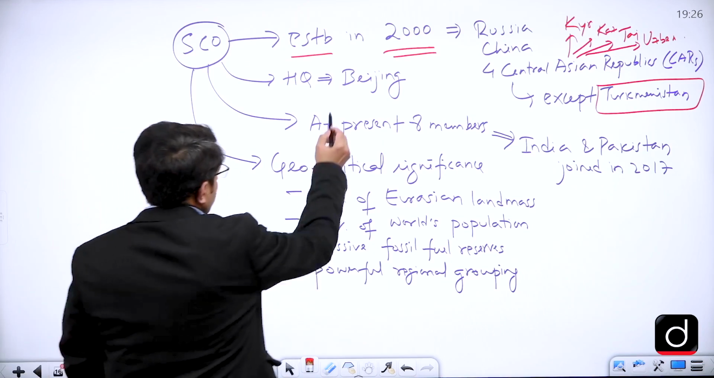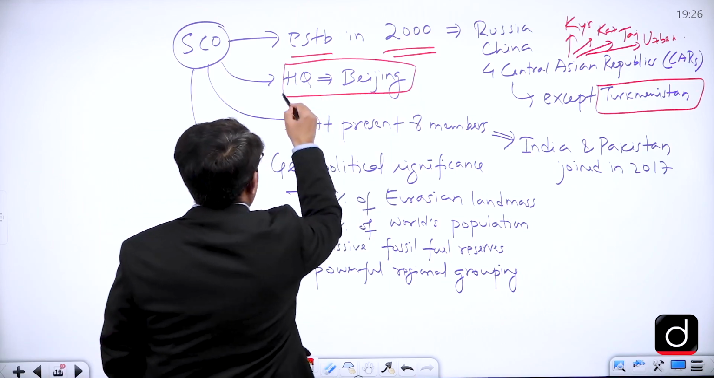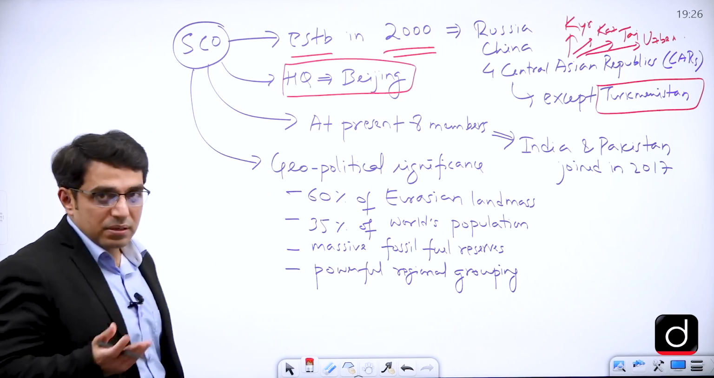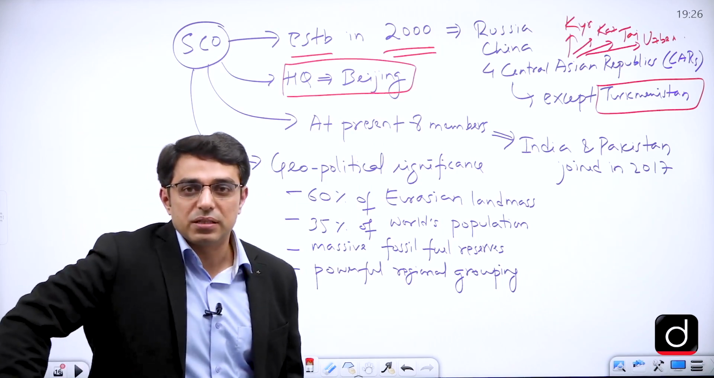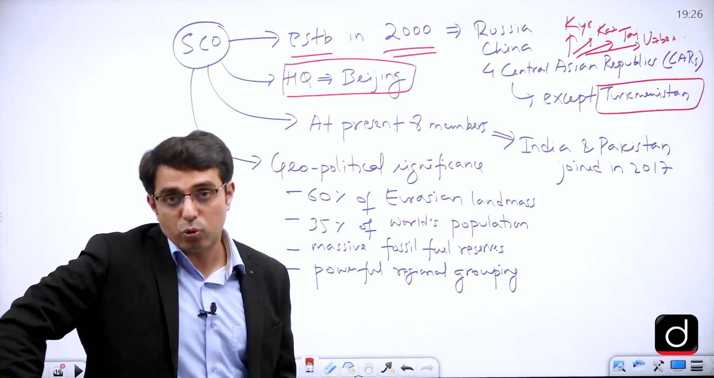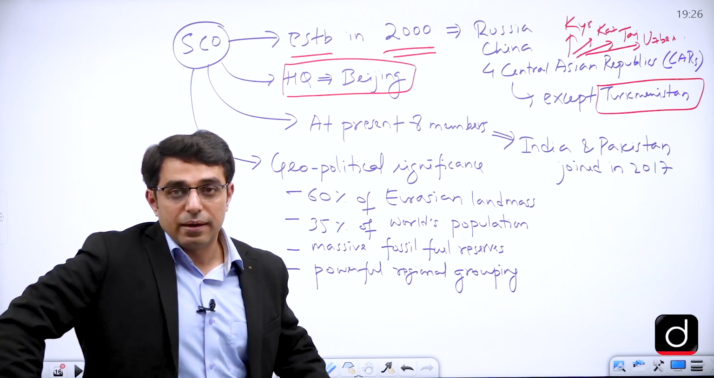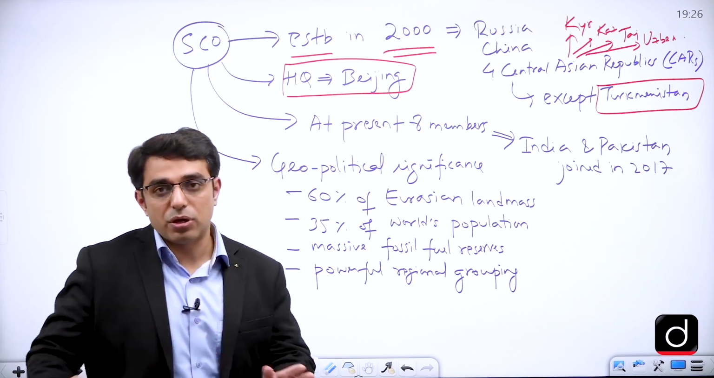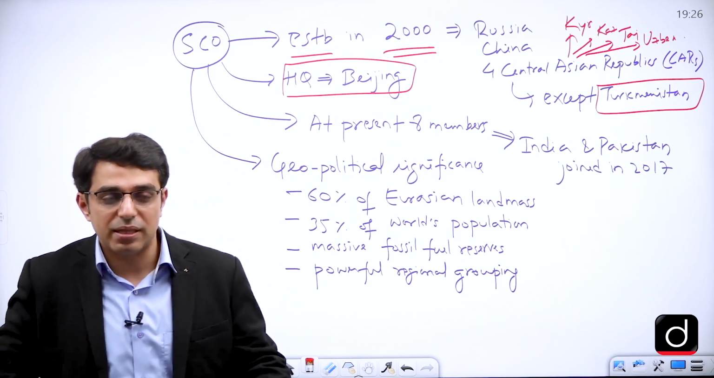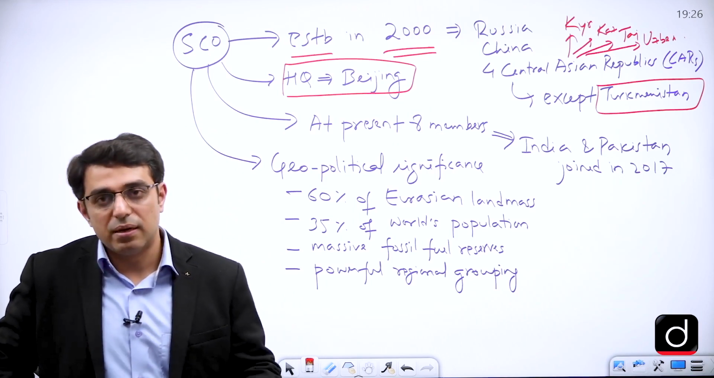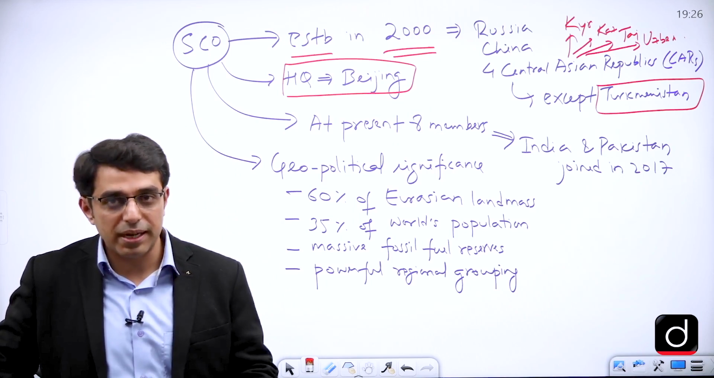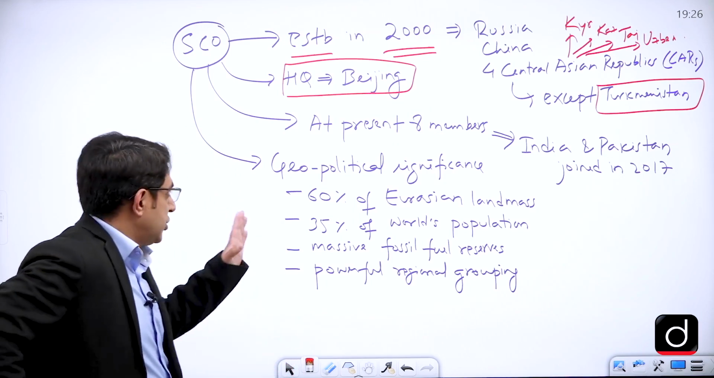Now, headquarter of Shanghai Cooperation Organization, this is also important again from prelims perspective, because if there is an option that where is the headquarter of SCO, then maybe because of the name Shanghai Cooperation Organization, there may be a temptation that Shanghai must be the headquarter of this organization, but the right answer is Beijing.